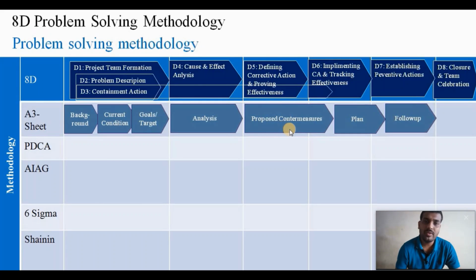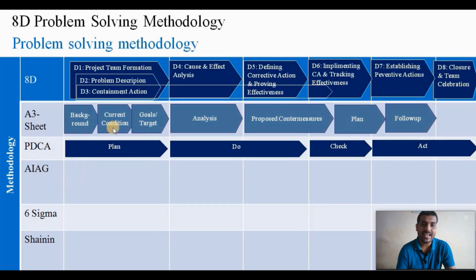Okay, now we will go to the next, that is PDCA, Plan, Do, Check, Act. In the plan phase, the problem description is defined. Then in the do phase, corrective actions are found out. Then in the check phase, those corrective actions are implemented, and in the act phase, the output is controlled. Okay, so this is about PDCA, Plan, Do, Check, Act.